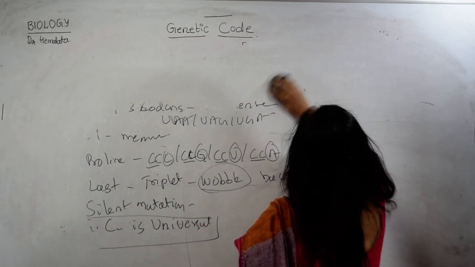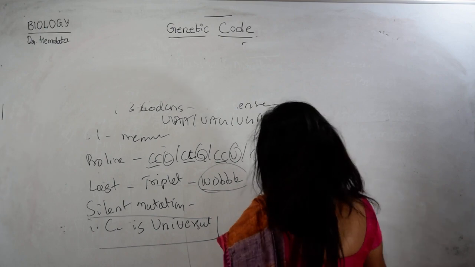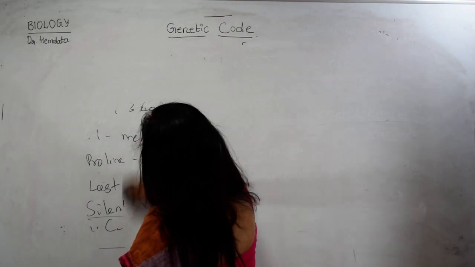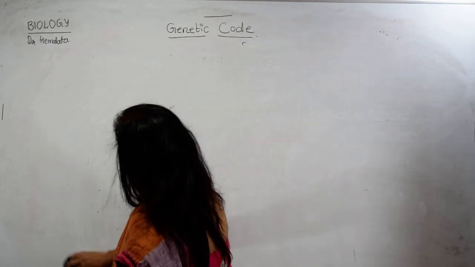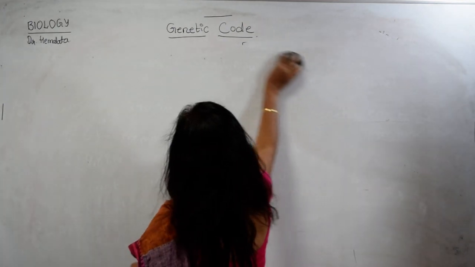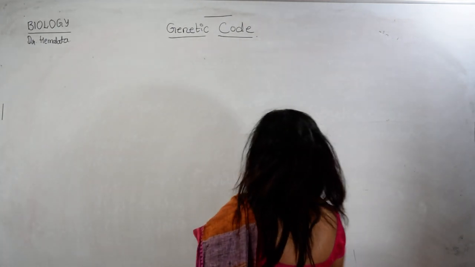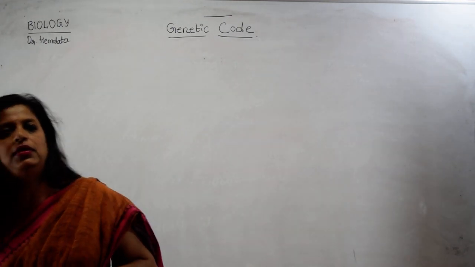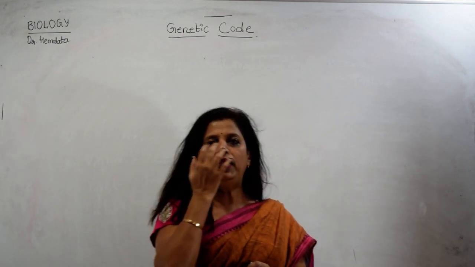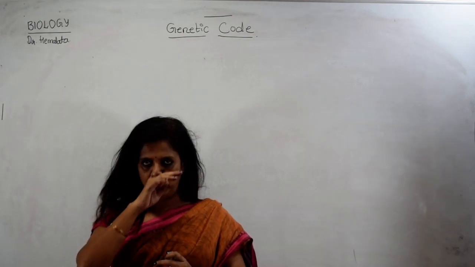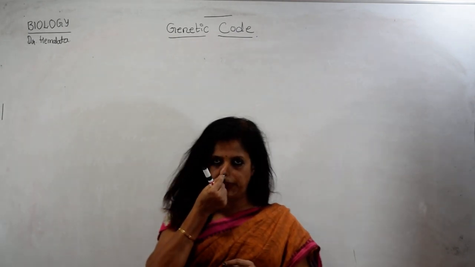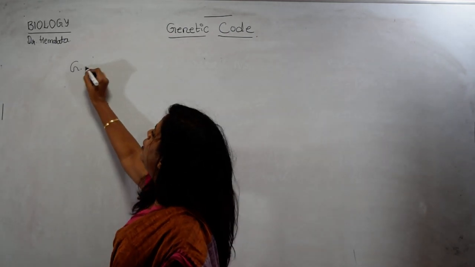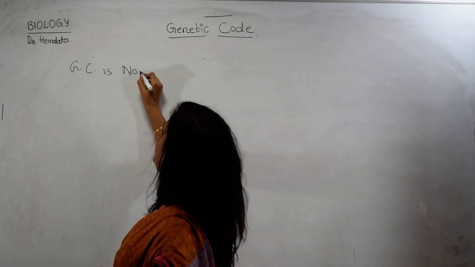So, let me list. First one is genetic code is triplet. Second one says meaningful codons are 61. Third characteristic, the genetic code shows degeneracy of codons, meaning one amino acid is coded by more than one triplet codon. Next I said the wobble hypothesis: the third nitrogen base in the triplet codon is the wobble base. Then it leads to silent mutation. Next, I told you, genetic code is universal. All the organisms have the same coding language. Then, the next characteristic is, genetic code is non-overlapping.